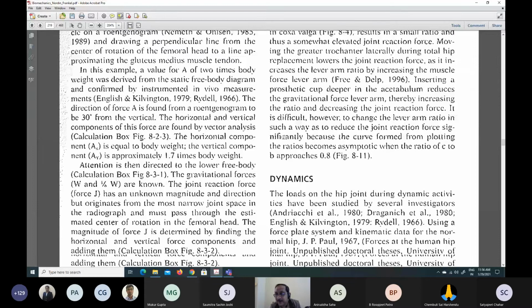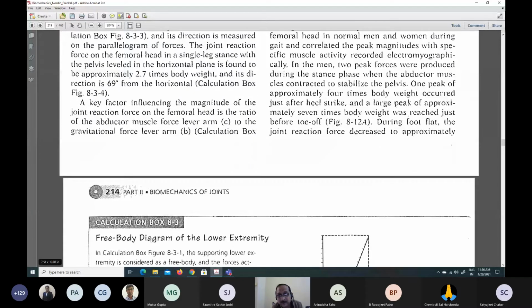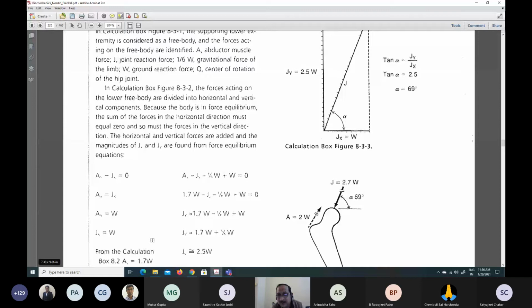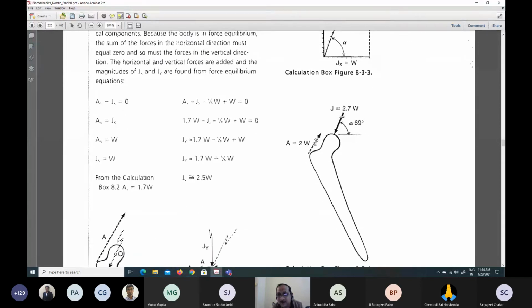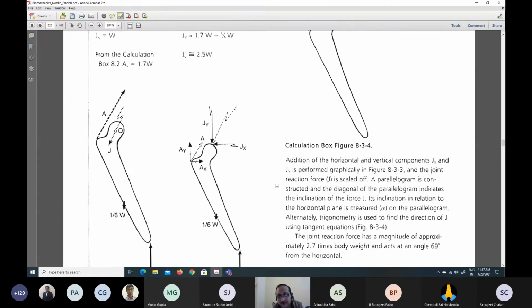The next comes the dynamics. Regarding these dynamics, there is a small calculation shown in this book, on page 214. You can look into this calculation, but we will consider, as you can also see in the calculation, the quadriceps muscle force taken as 2 times the body weight, and the joint reaction force comes as 2.7 times the body weight. In this figure you can see it very easily.